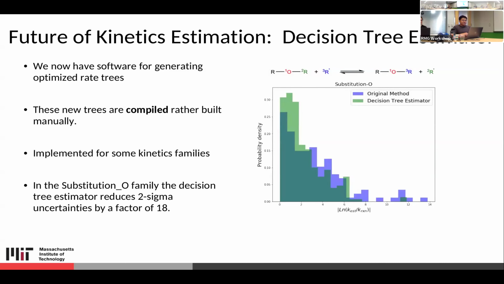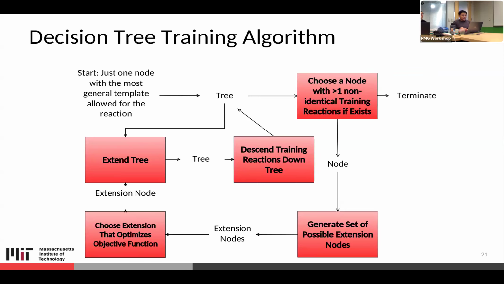As Richard said, we have automatic tree generation now. I think it's implemented for a lot of the kinetic families, but not all of them. And in many cases, it can reduce the uncertainties a lot. We'll show later how you can generate these trees automatically. And that automatic algorithm is shown here. Basically, you start with a tree, and then as long as there's training data, create sets of possible extension nodes, and then see which extension has the minimum error, for example, or the minimum loss function, and repeat iteratively.